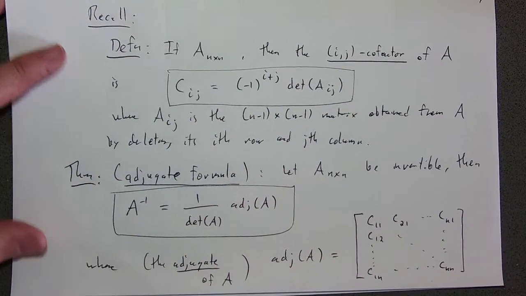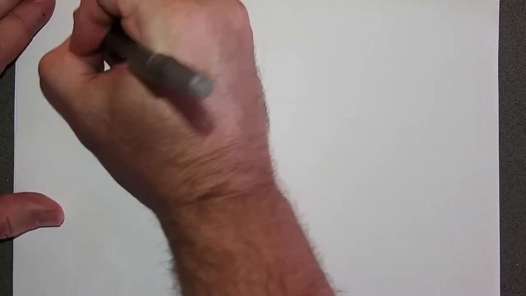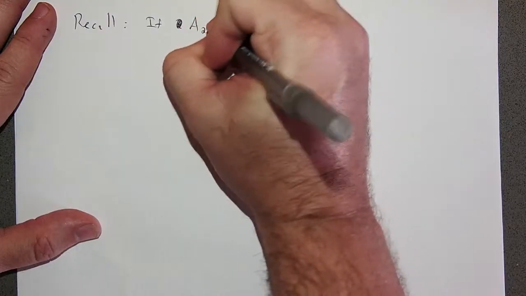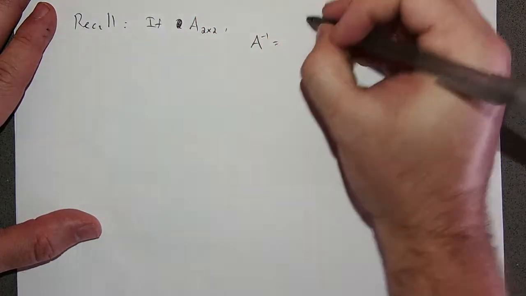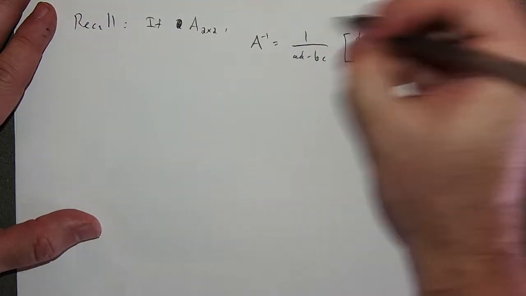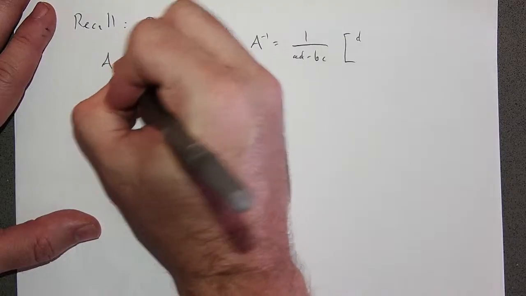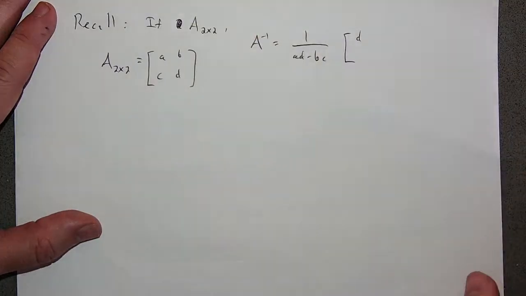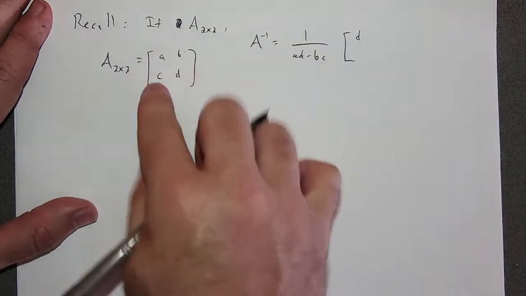Before I go further, recall, or maybe you haven't seen this, so maybe this is your first time seeing it, in which case you're going to recall it now after I write it. Recall, if A is 2 by 2, we know that A inverse is 1 over AD minus BC times, we'll say my 2 by 2 matrix looks like this: A, B, C, D.